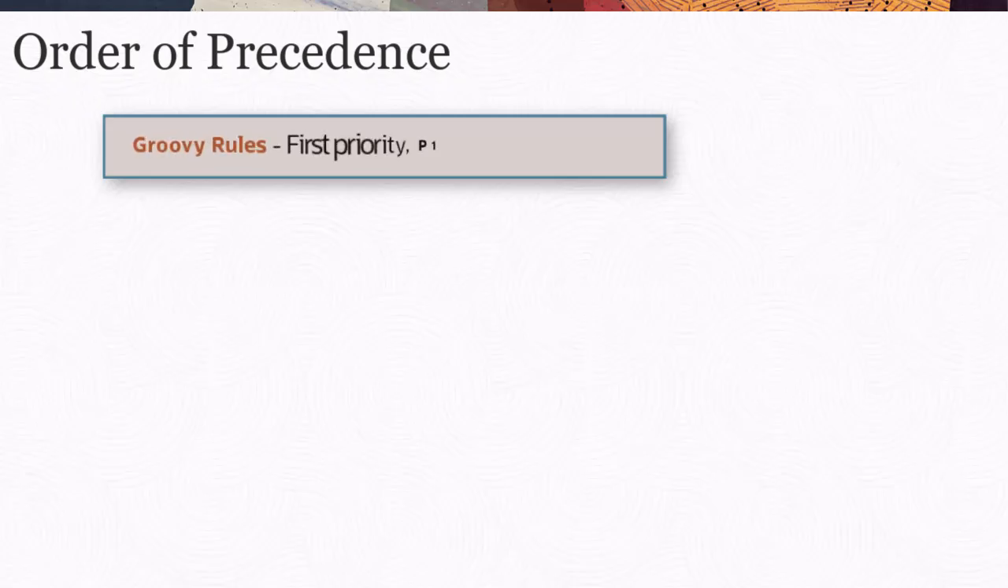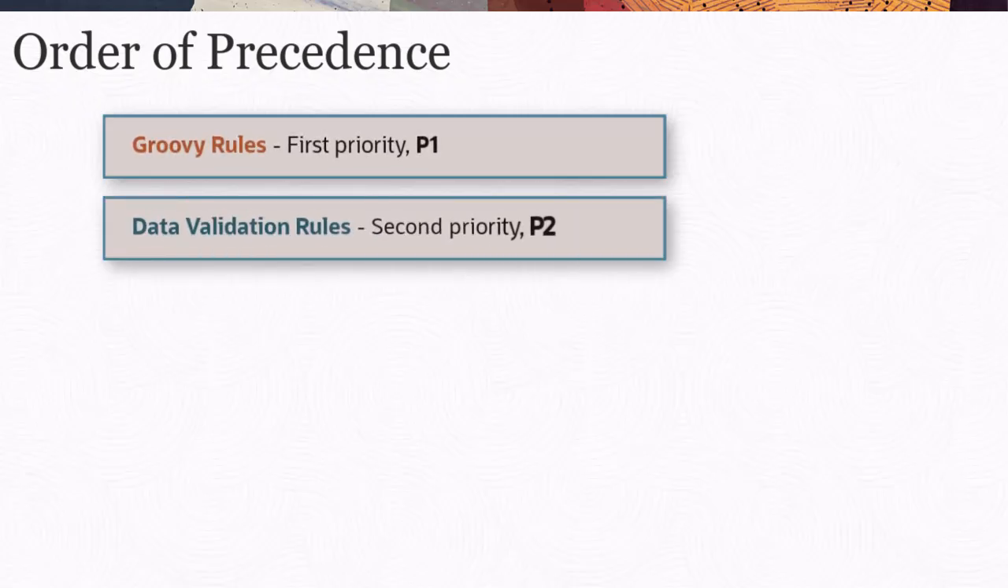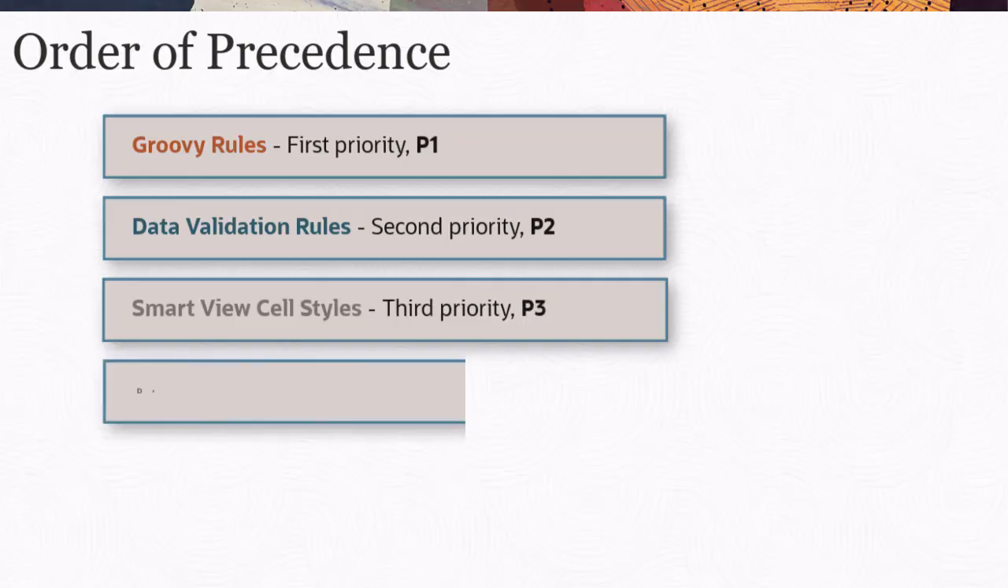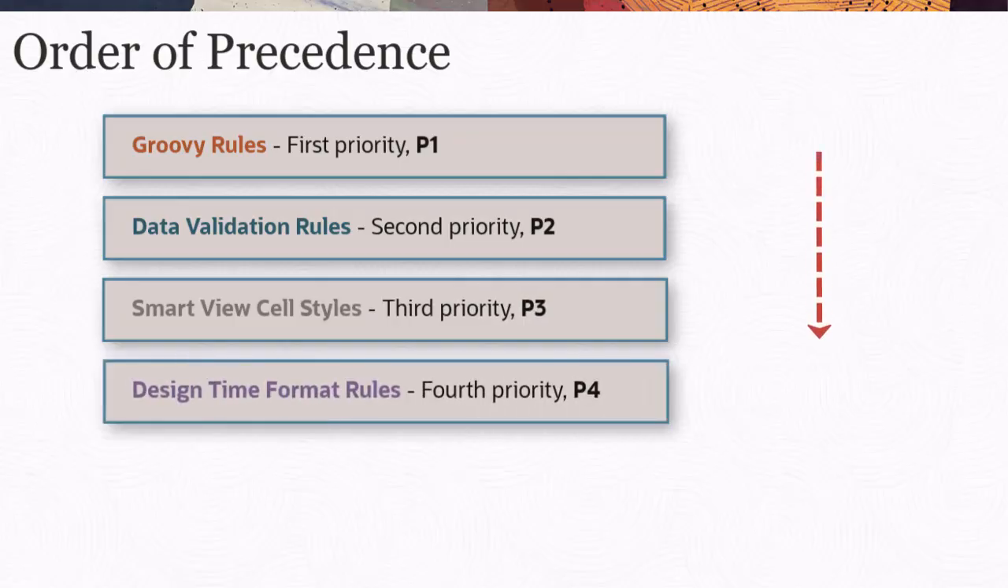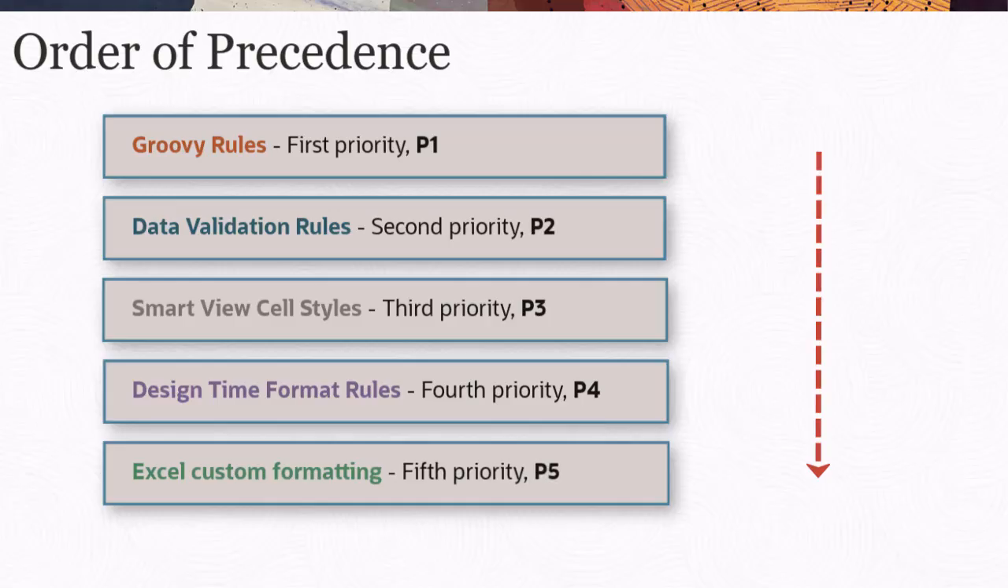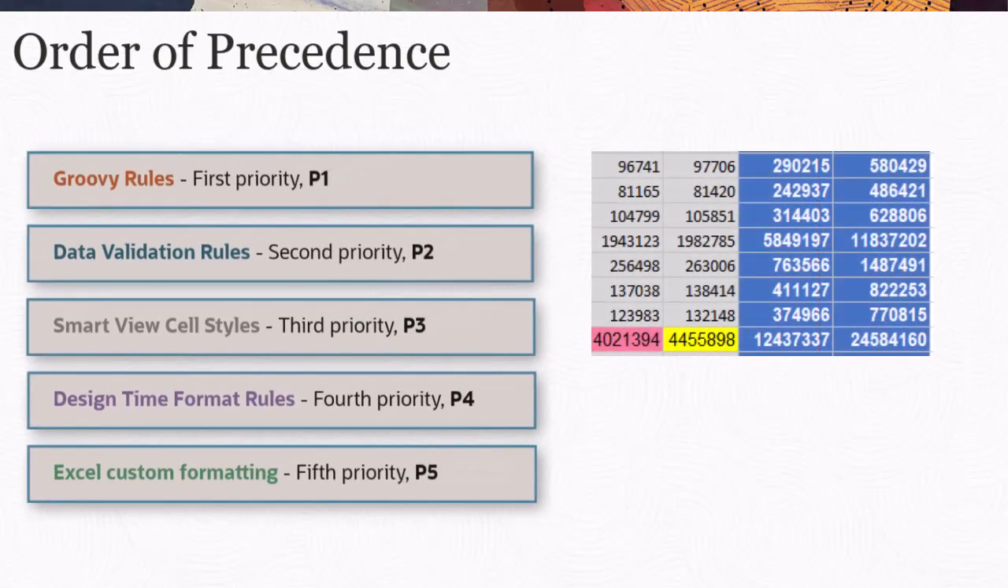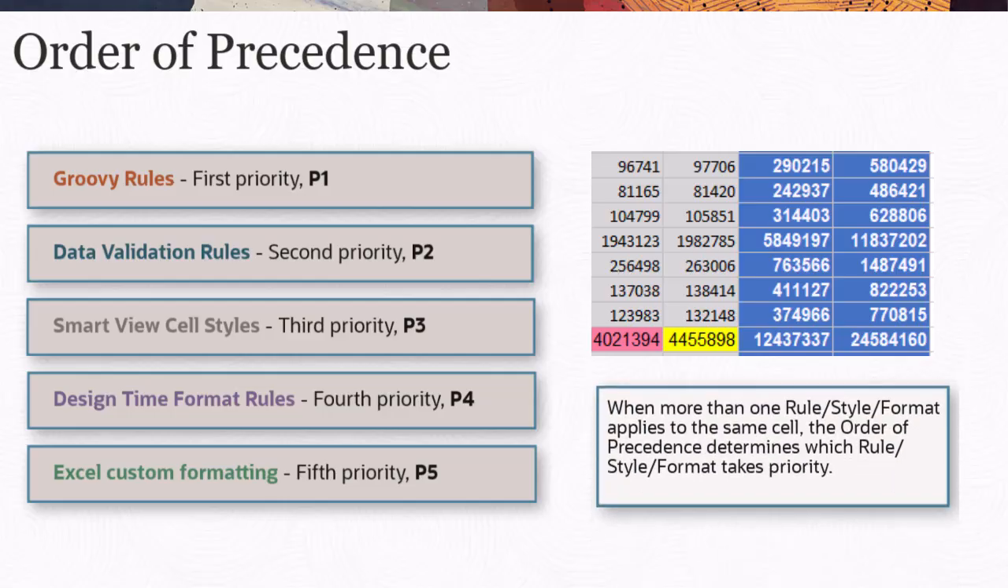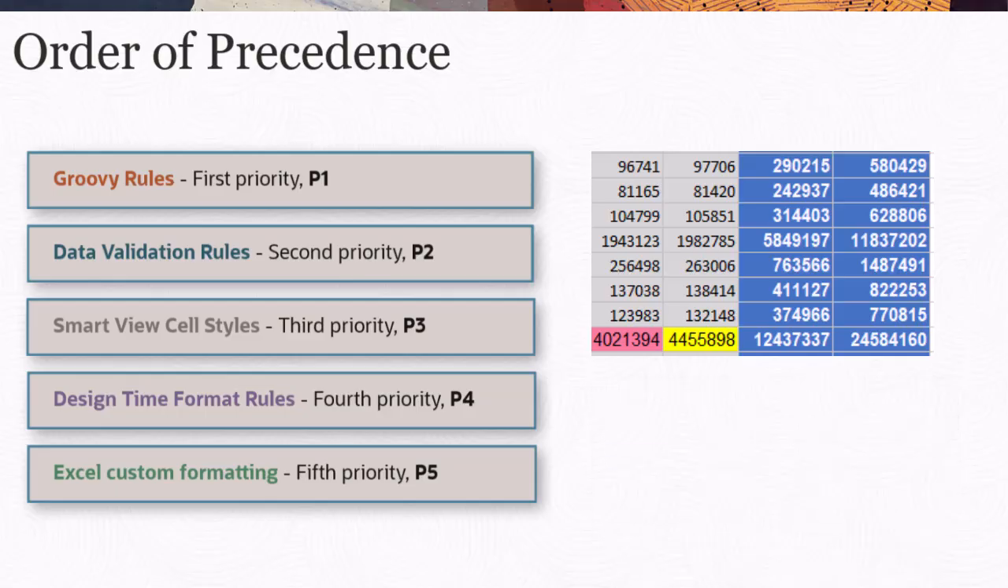Here's the order of precedence for applying styles. First, Groovy rules, then Data Validation rules, then Smart View cell styles, then Design Time format rules, and lastly, Excel custom formatting. You may have multiple formatting rules applied to the same cell on a form, which can affect how the final formatting appears. By understanding the order of precedence, you can ensure that your most important formatting, like data validation or Groovy rules, takes priority and is displayed correctly, without being overridden by less critical styles.